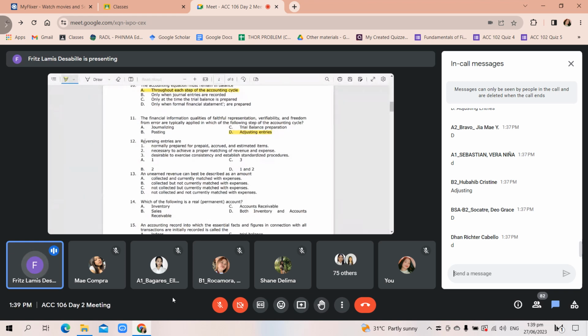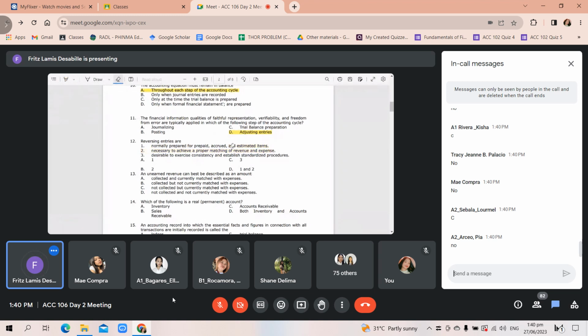So reversing entries. Now I've mentioned it before, kung unsay purpose for reversing entries. So reversing entries are normally prepared for prepaid, accrued, or estimated items. Is number 1 correct? No, wrong siya, because of the last statement. Estimated items. One of the estimated items kanang mga bad debts. So bad debts are not reversed.